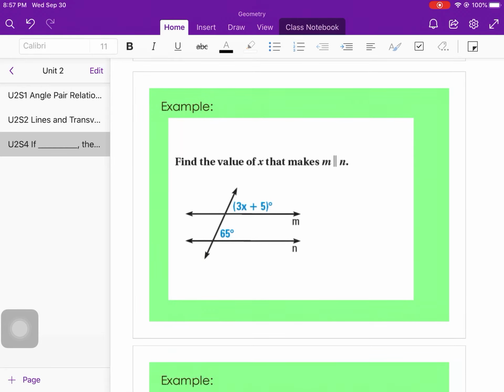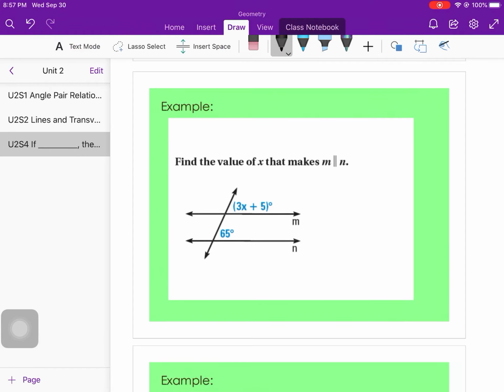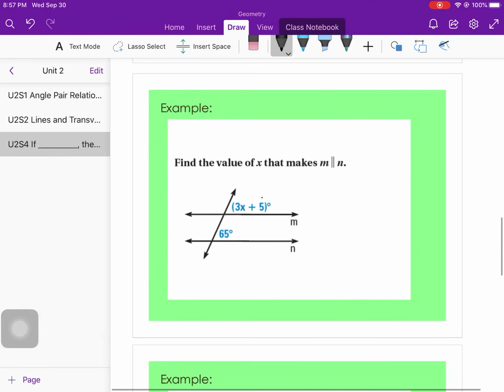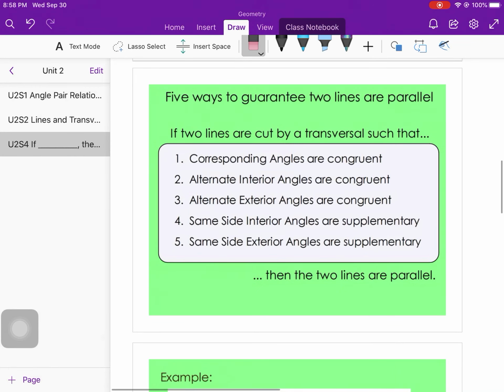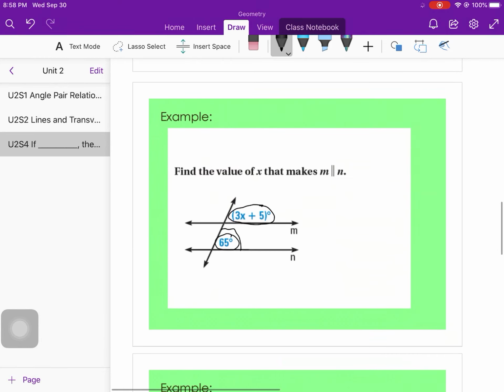Find the value of x that makes m parallel to n. So what that is saying is, what is the value of x that would make this angle here have some sort of relationship with this angle here? Well, the first thing is we have to identify what kind of angle pair relationship this is. These are in the same position, top right corner. So these are corresponding angles, and you can go back up here to the list, corresponding angles are congruent if lines are parallel.